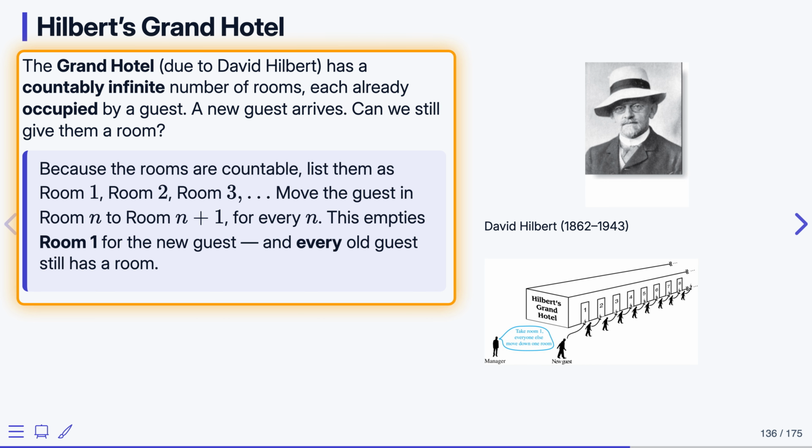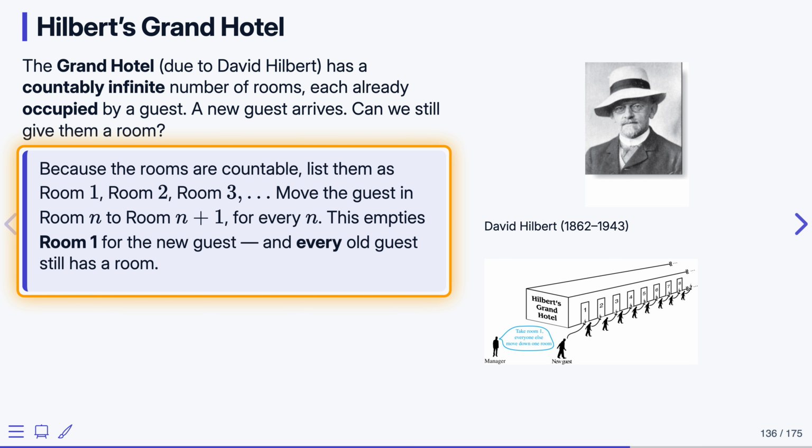This is a famous story from the mathematician David Hilbert. Imagine a hotel with a countably infinite number of rooms. Room 1, room 2, room 3, and so on forever. Every single room is already full. Now one more guest walks in. In a normal hotel with a fixed number of rooms, this is impossible. But here we can do it, because the rooms are countable and so they can be listed.